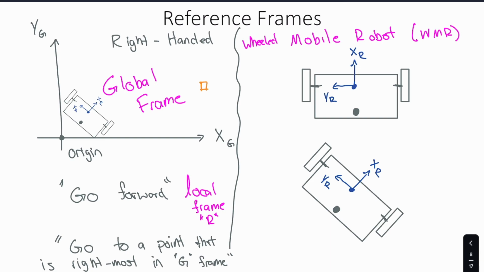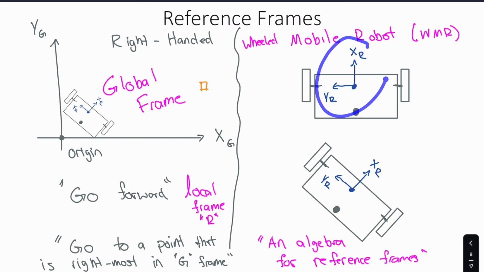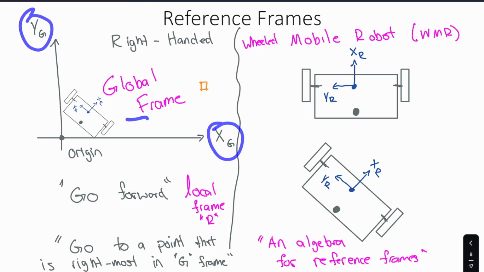Throughout the semester, we'll develop an algebra for reference frames, with common operations like what happens if you add or subtract reference frames, but more importantly, how do you transform from one to another? So if I'm saying let's say the robot in its local frame is going forward, how does that translate to changes in X_G and Y_G depending on the direction of the robot, which could be facing in any direction?